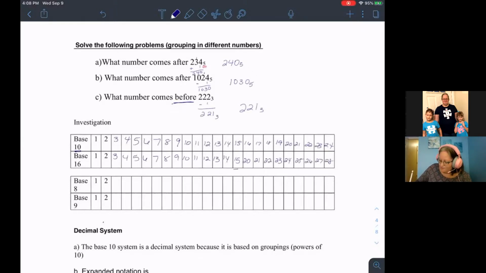Like it would skip from 15 to 20. And then base 8 would be 3, 4, 5, 6, 7. Skip to 20. We have 21, 22, 23, 24, 25, 26, and then 27. And once you get to 27, there's no 8, so we have to go to 30, 31, 32, 33, 34, 35, 36, 37, and then we'd go to 40.